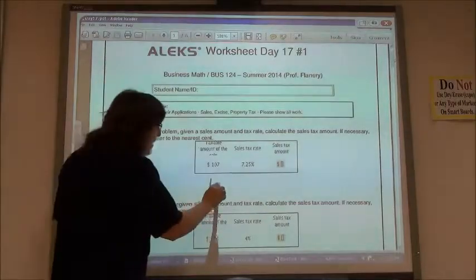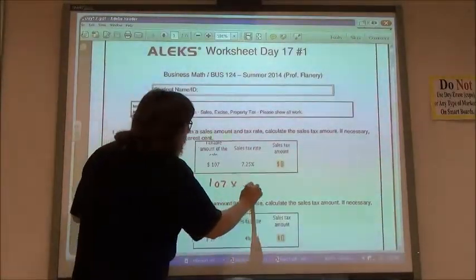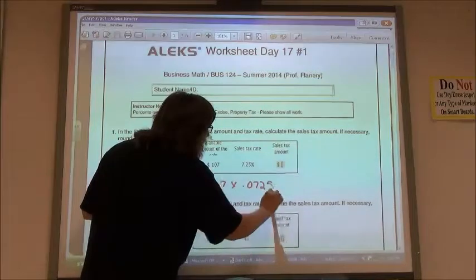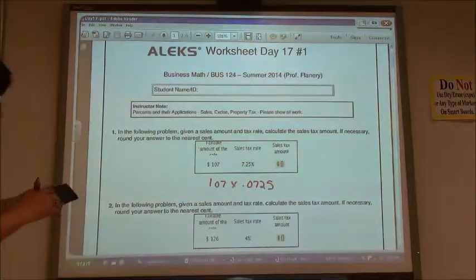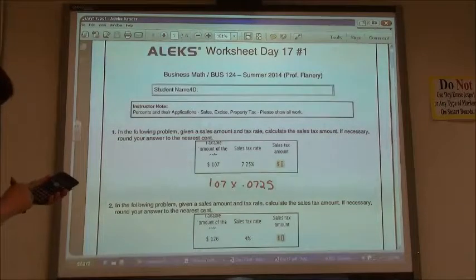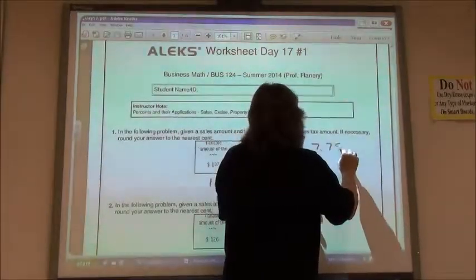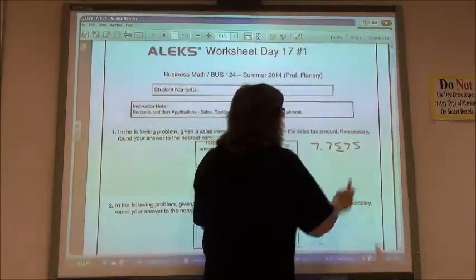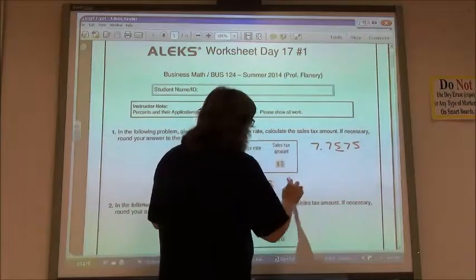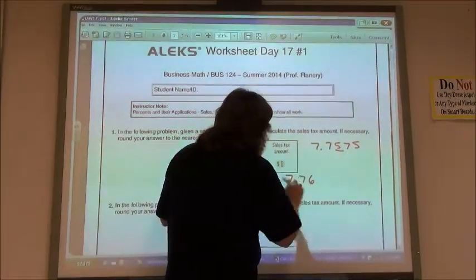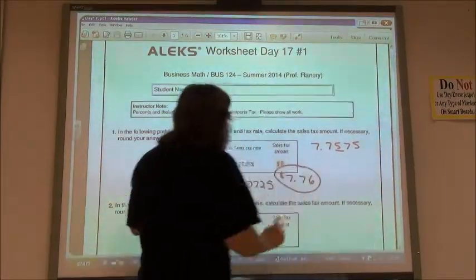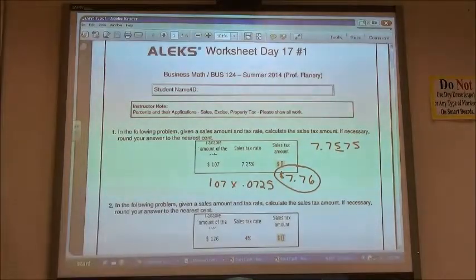So I'm just going to take that $107 times 0.0725, 7.25%, and that's going to give me my sales tax amount. 107 times 0.0725, I get 7.7575. I've got to round to the nearest cent, so $7.76 is what my sales tax amount is going to end up being.